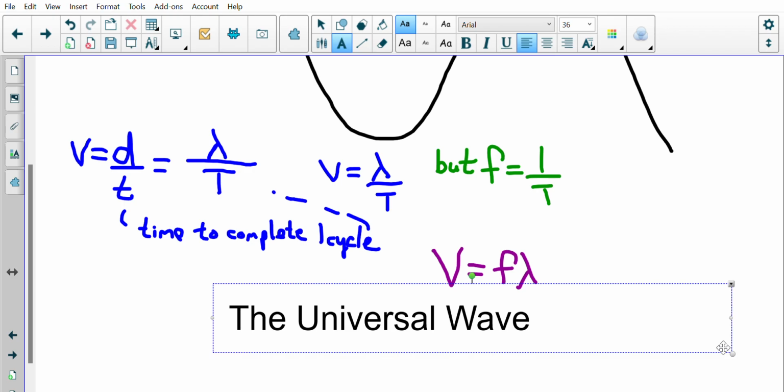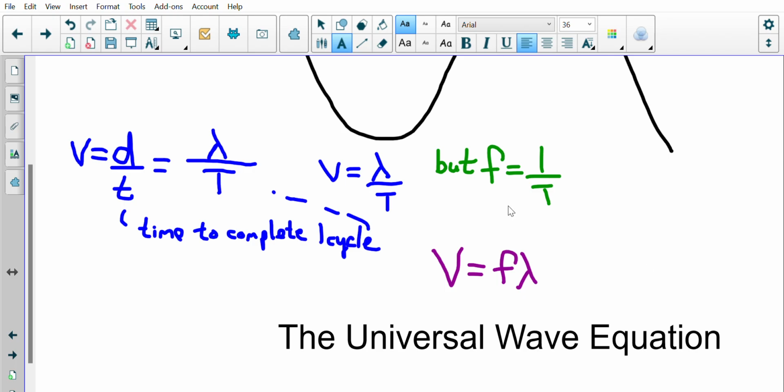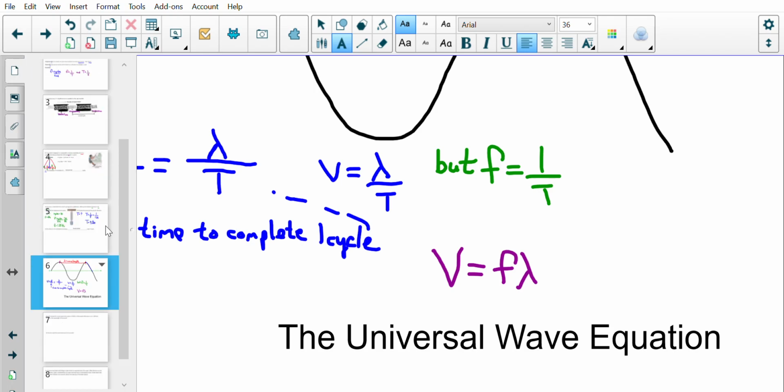Universal means it works for every wave, whether it's a longitudinal wave or a transverse wave. It's our universal wave equation. The velocity of the wave is equal to frequency times our wavelength. All right, now let's try taking this equation for a little bit of a spin.